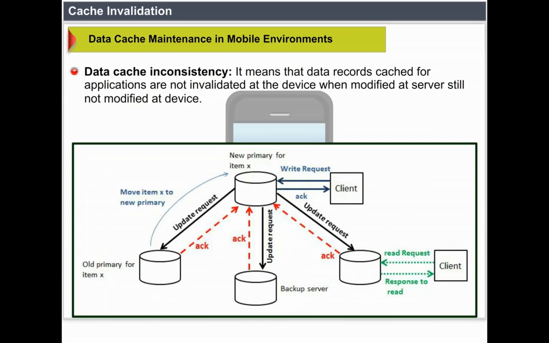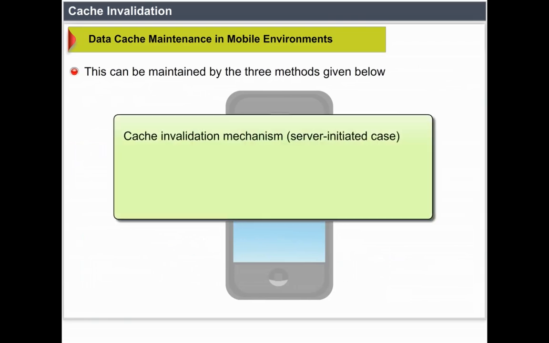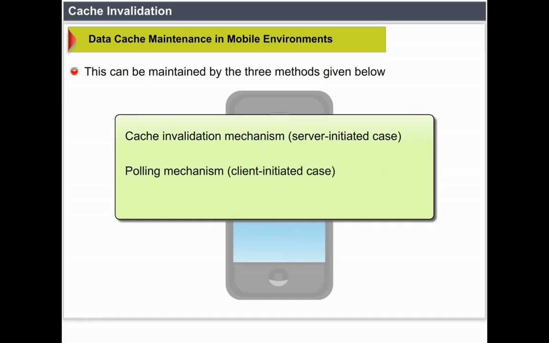Data cache inconsistency means that data records cached for applications are not invalidated at the device when modified at the server, but not modified at the device. This can be maintained by 3 methods given below. Cache invalidation mechanism, server-initiated case. Polling mechanism, client-initiated case. Time-to-live mechanism, client-initiated case.